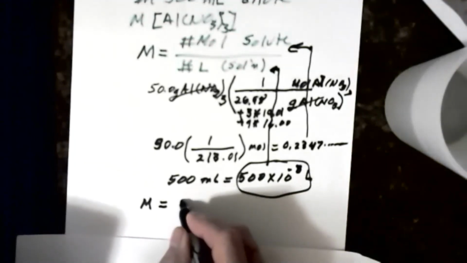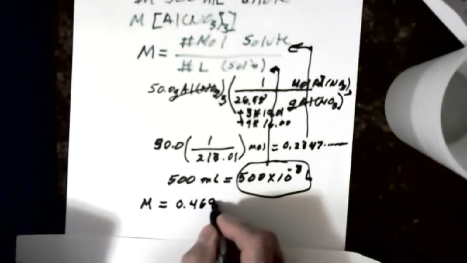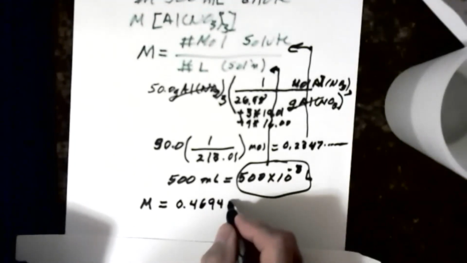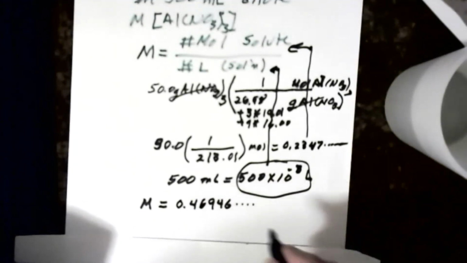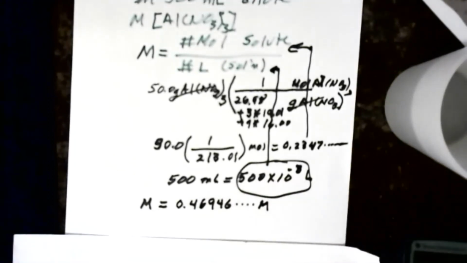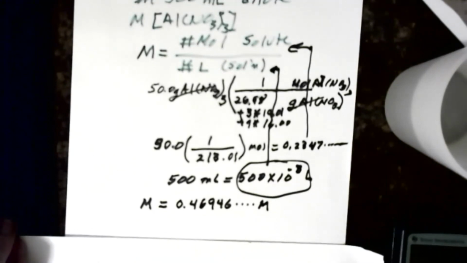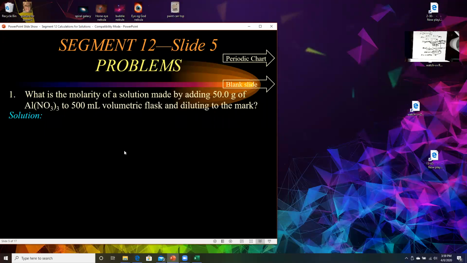And if I do that, I get 0.46946, bunch of digits here, molar. That's the molarity that I'm predicting for this problem. So if I do a screen share, I can go over here and see that everything's okay. And we can follow through the solution here, just like I did.